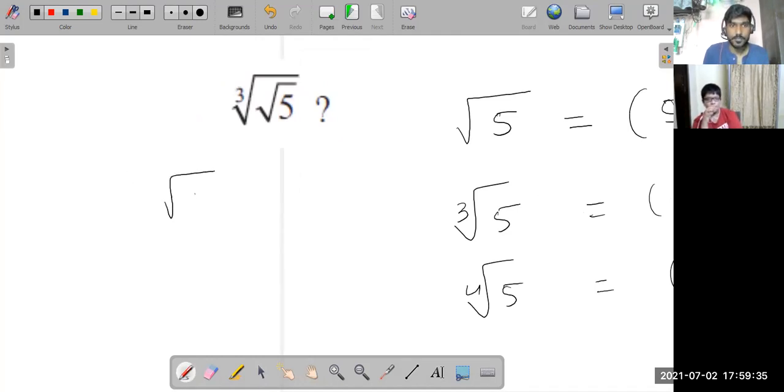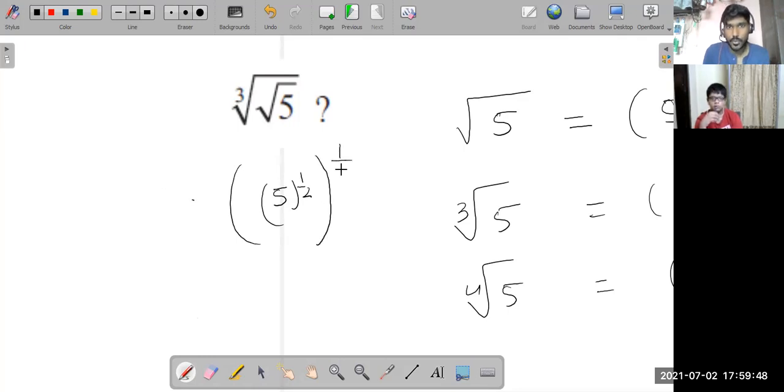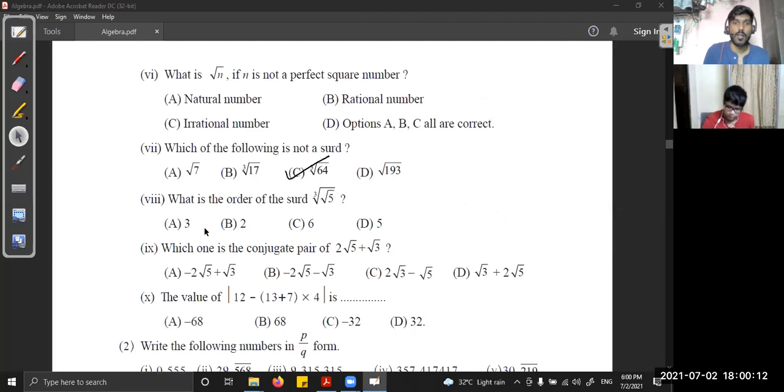First it is square root, so 5 raised to 1 by 2. And then after that it is cube root, so it will be whole raised to 1 by 3. And now by law of indices, base is same, powers are different, so powers will get added. Correct? So how much is 1 by 2 plus 1 by 3? The answer is D.